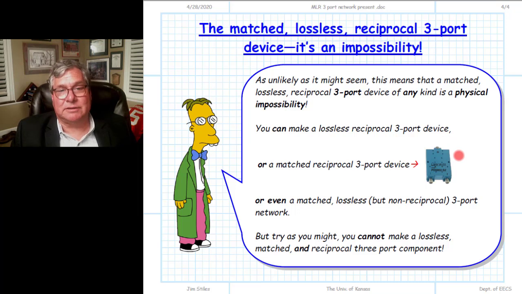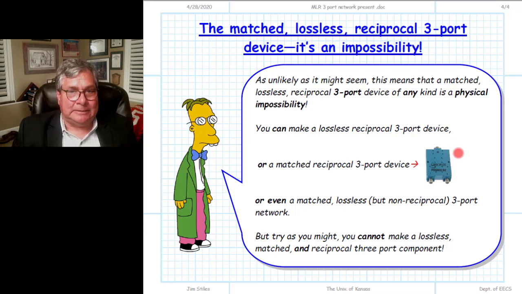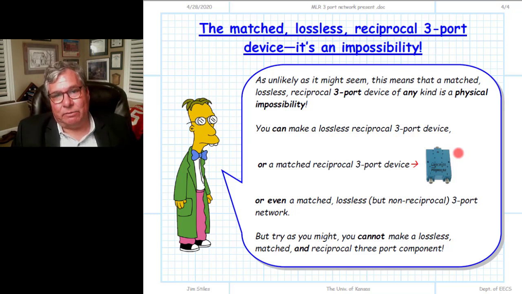Now, it turns out there is a matched, lossless, reciprocal 2-port device. That is possible, meaning that there's a 2 by 2 matrix that has zero value diagonal elements, is symmetric, and is likewise orthonormal. We'll see in a second what happens with a 4-port device, whether we can make a matched, lossless, reciprocal 4-port device. That's the topic of the next presentation.